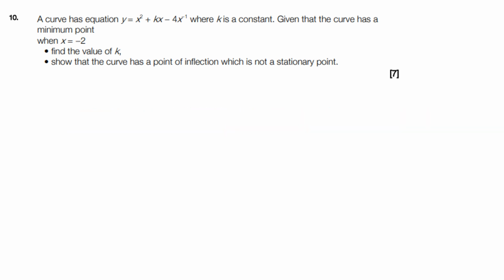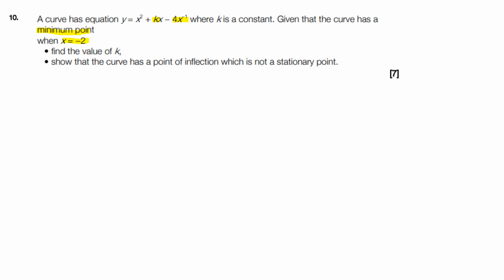So have you spotted, reading this question? We've got this n term, which is 4x to the minus 1, which is the same as 4 over x. So it's not quite your normal quadratic because of that term there. We've got the k in front of the x and we're being asked to find k, but we're given that the curve has a minimum when x is minus 2.